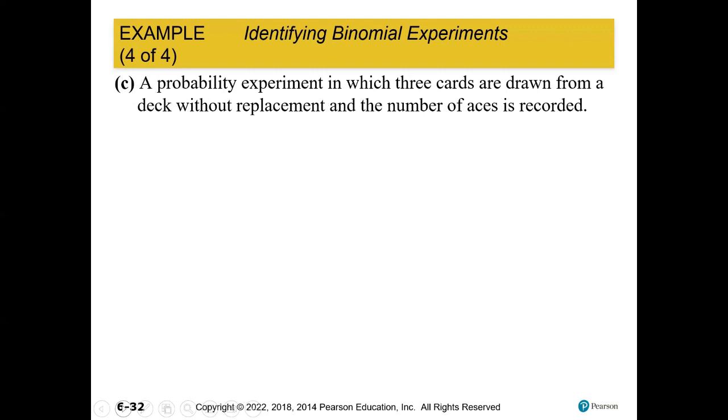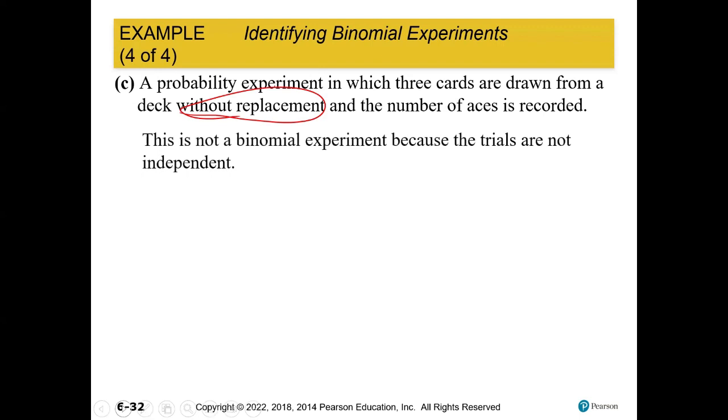A probability experiment in which 3 cards are drawn from a deck without replacing, and the number of aces is recorded. Problem right here: without replacement immediately tells me that that is a dependent probability. So this does not work. If I do not replace the cards, the next card I draw is dependent on what I already drew. So this will not work.